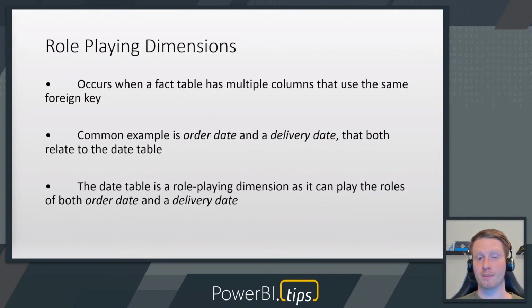We went through some role-playing dimensions. Again, I'll skip over this quite quick, but these were when a fact table has multiple columns that can be used by the same dimension, the same foreign key. Example is when we have an order date and a delivery date. It's called role playing because in the date table, it plays two roles, right? It can play the role of being the order date table, and it can play the role of being the delivery date table.